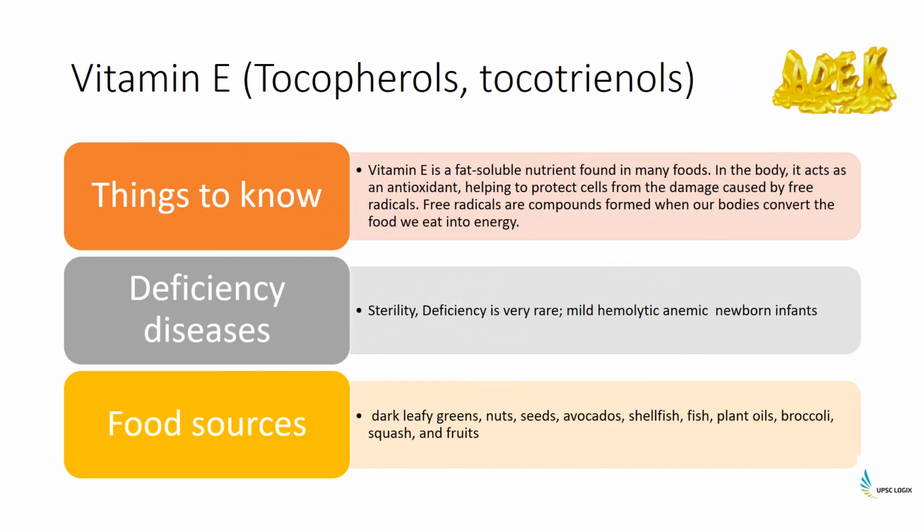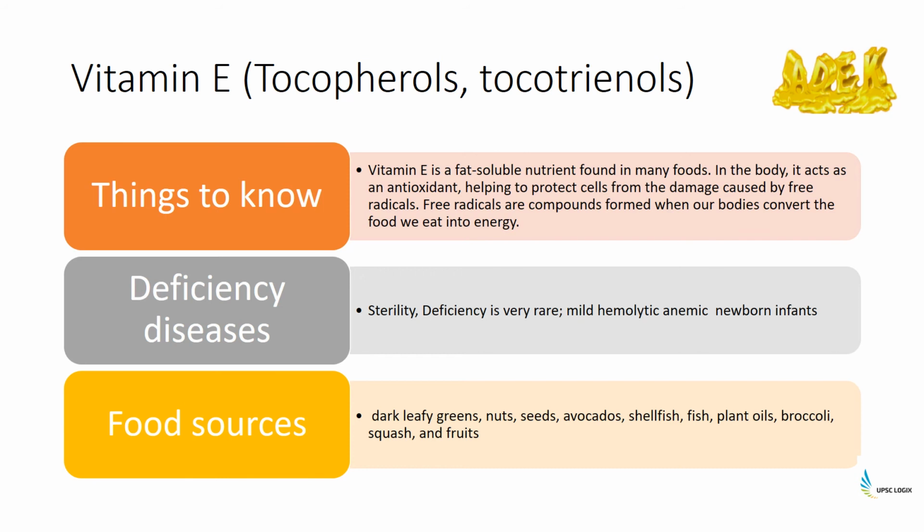The next essential vitamin is vitamin E, also known as tocopherols or tocotrienols. Things to know about vitamin E: it is a fat-soluble nutrient and is found in many foods. In the body, it acts as an antioxidant, helping to protect cells from the damage caused by free radicals. Free radicals are compounds formed when our bodies convert food to get energy.